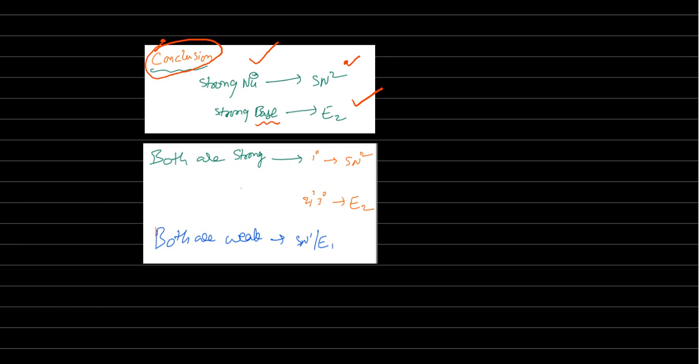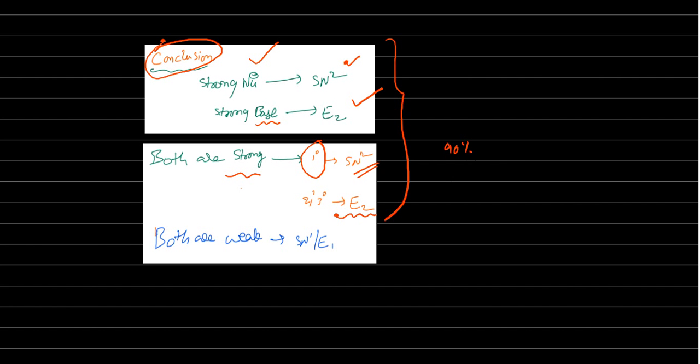So when both are strong, meaning a strong base as well as a strong nucleophile, then in that case the primary alkyl halide undergoes SN2, and secondary and tertiary undergo E2. So it is very clear. If you understand clearly whether it is a stronger or weaker nucleophile, and whether it is a stronger or weaker base, then 90% of the problem will be solved.